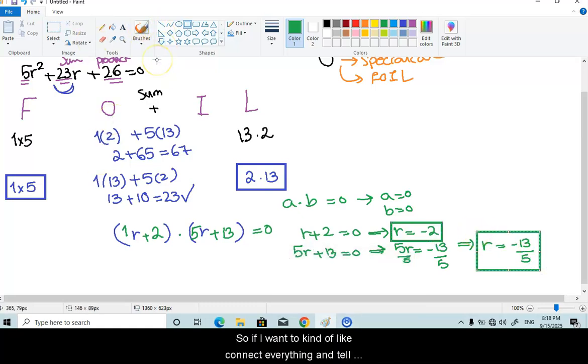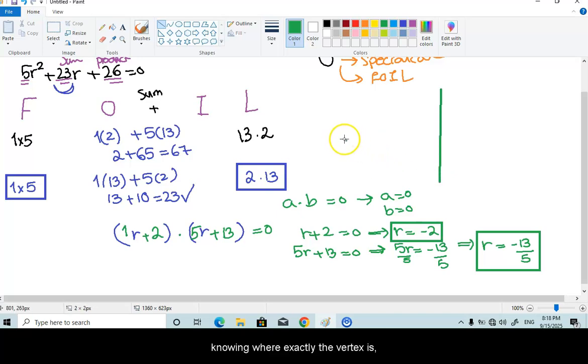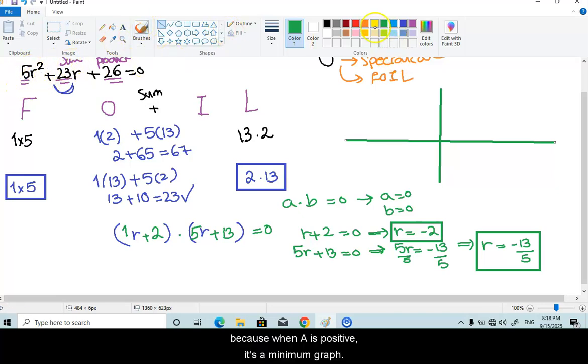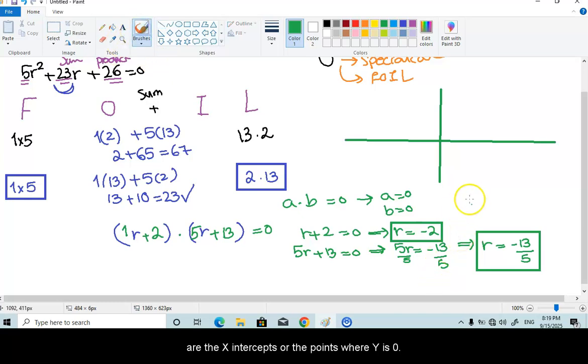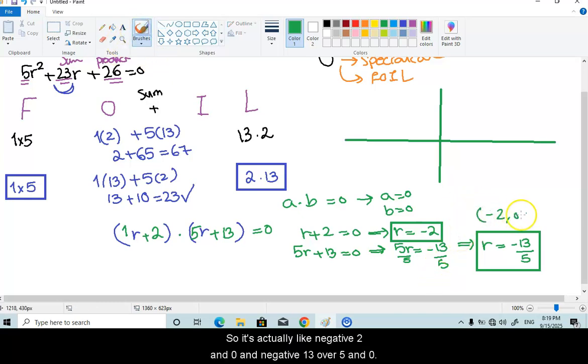So if I want to connect everything, this means that this graph looks something like this if I wanted to graph it approximately, without knowing where exactly the vertex is. I would know that a is positive, so it's going to be a minimum graph, because when a is positive, it's a minimum graph. I have two of the points because I know that these are the x-intercepts, or the points where y is 0, so it's actually negative 2 and 0, and negative 13 over 5 and 0.